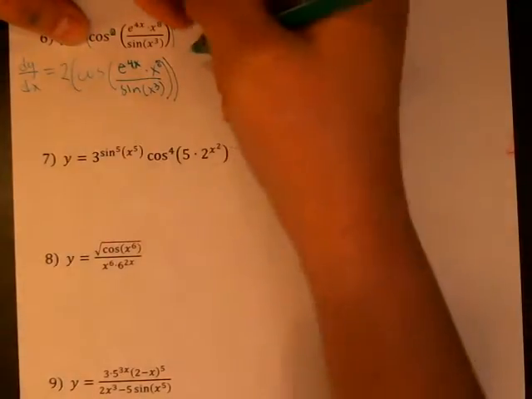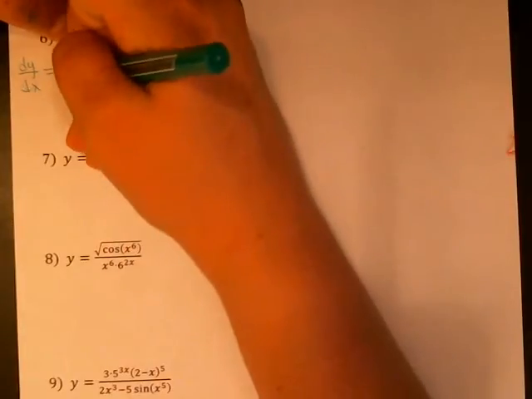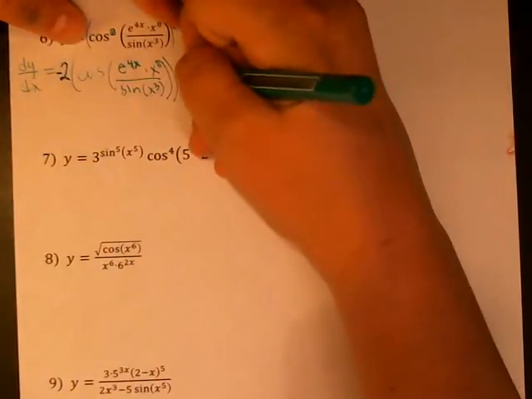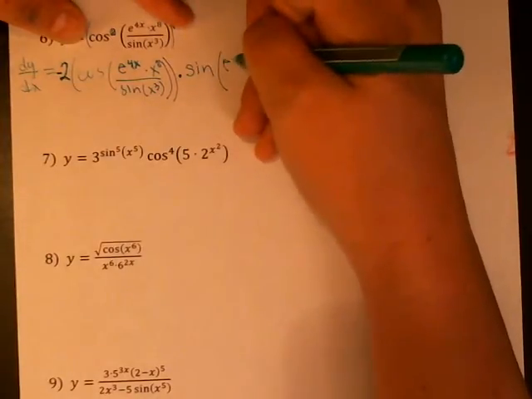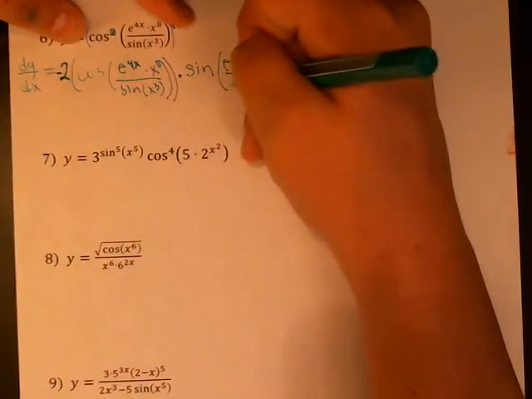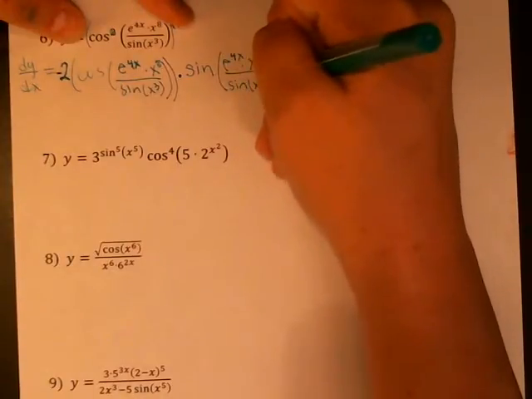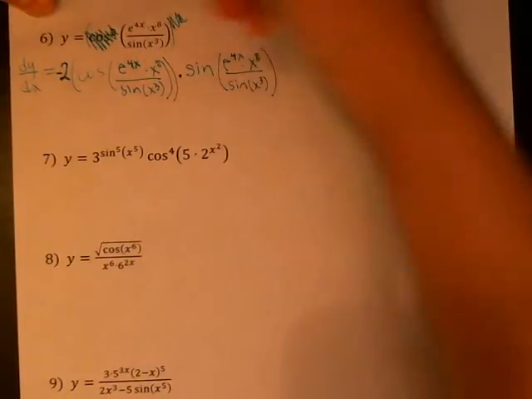Next is the cosine. The derivative of cosine is minus sine. I'm just going to throw that minus out in front so it doesn't look like subtraction, because this is a multiply. Sine of, leave all this alone. Okay, so that was a cosine.